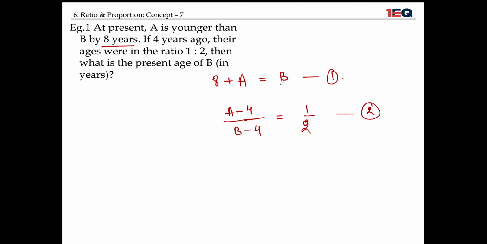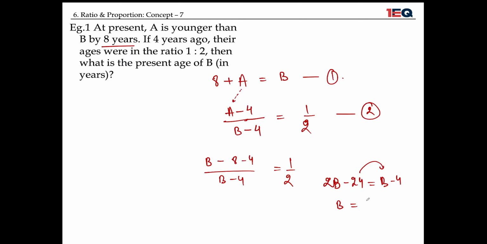I'll immediately use the value of A from this equation and put it over here. The value of A is equal to B minus 8. So B minus 8 minus 4 whole upon B minus 4 is equal to 1 upon 2. So I'll cross multiply. 2B minus 24 is equal to B minus 4. This 24 would shift to the right and B would come here. So the value of B is equal to 24 minus 4, which is equal to 20. So the present age of B is equal to 20.